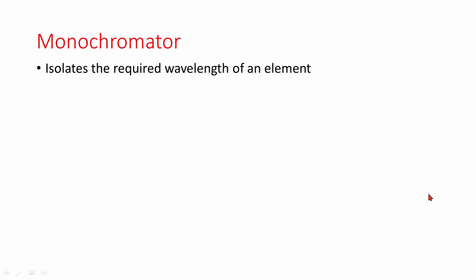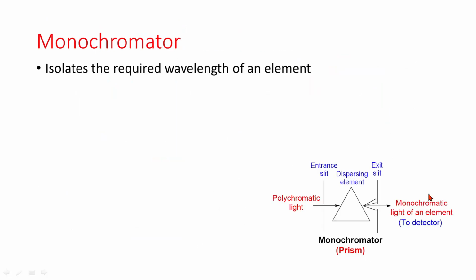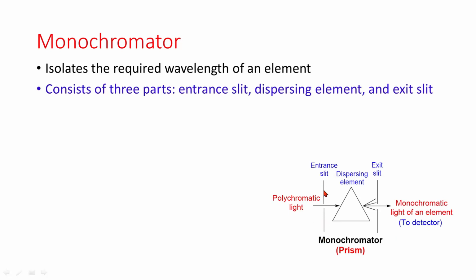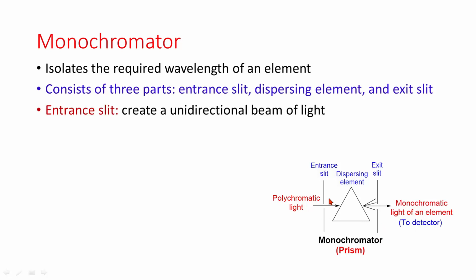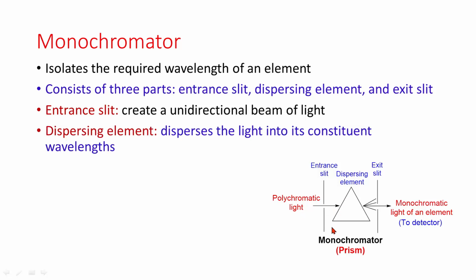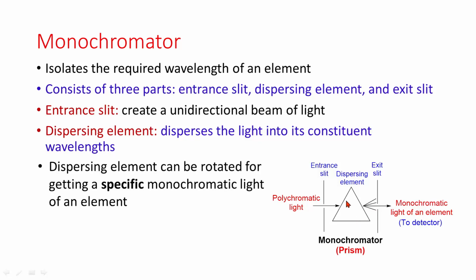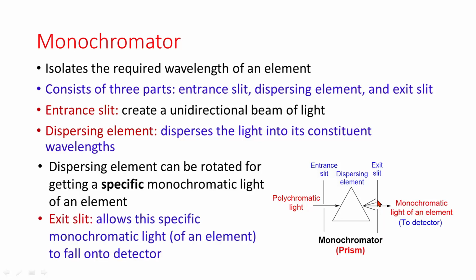Monochromator isolates the required wavelength of an element. Monochromator consists of three parts: entrance slit, dispersing element, and exit slit. Entrance slit creates unidirectional beam of light. Dispersing element disperses the light into constituent wavelengths. Dispersing element can be rotated for getting a specific monochromatic light of an element. Exit slit allows this specific wavelength of monochromatic light to fall onto detector.